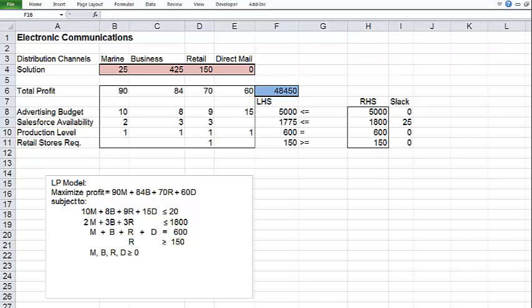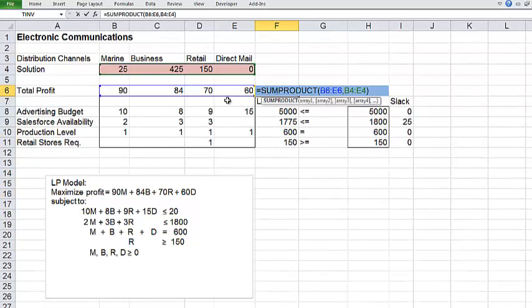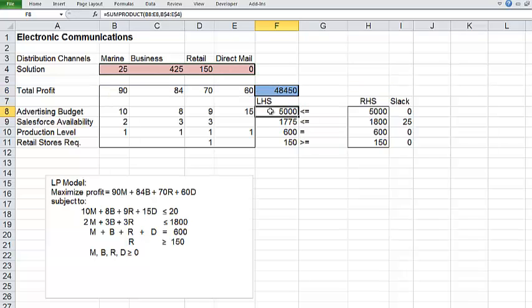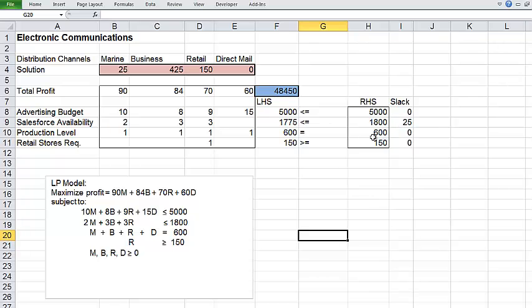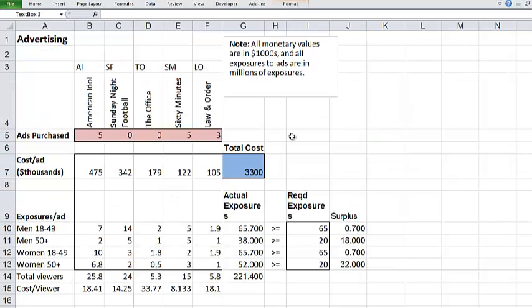Your Excel file has the solver results for all the examples we formulated, so you could use those as a reference as you do your homework. Let me also give you a quick tour. Here's a second example we formulated, electronic communications. You could see here is a linear programming model. Here we want to maximize the profit. So here you could see the coefficients or the unit profits. And here you could see the sum product function for the total profit. And here you could see the sum product function for the left-hand sides of the constraints. And the right-hand sides are here. The third example looks like this.